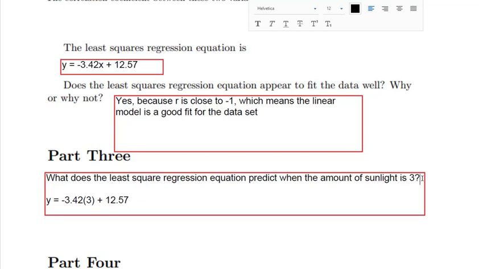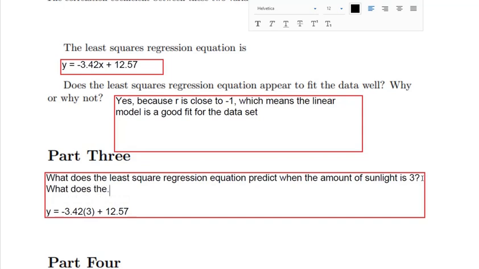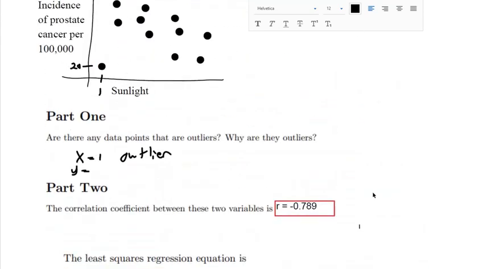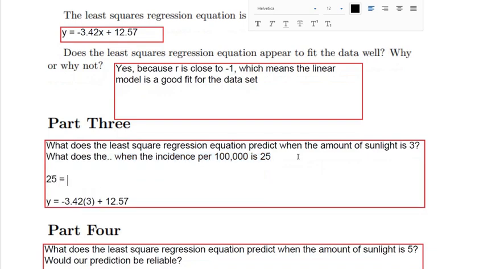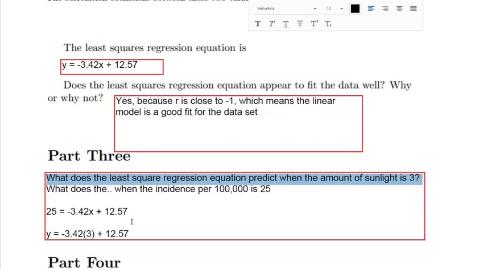But if I change the question, I said, what does the equation predict when the incidence per 100,000 is 25. This line is talking about the y-axis variable, right? So for this line, I'd be plugging in 25 in for the y variable and solving for x. Okay, so it depends. You've got to make sure you look at the x-axis. Sunlight is my x variable, so I plug in 3 in for x. This one is your y variable, so you'd be plugging in 25 in for y for that one.